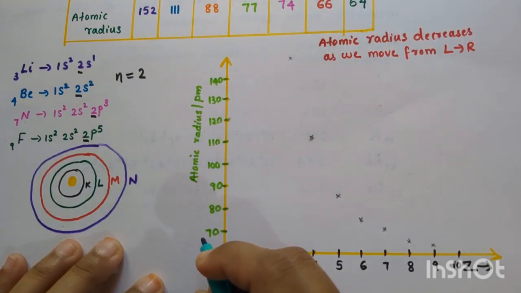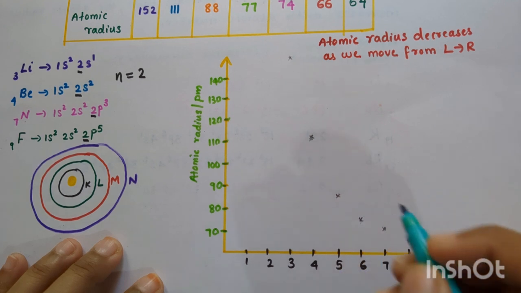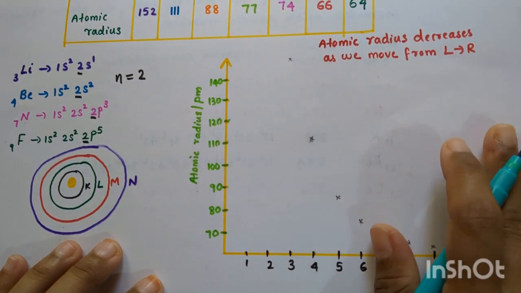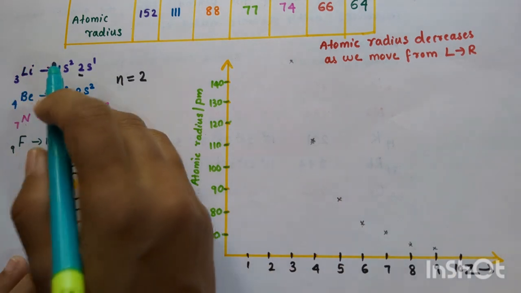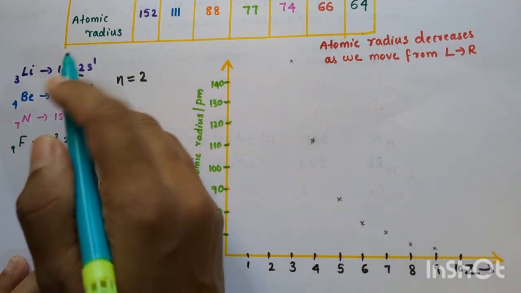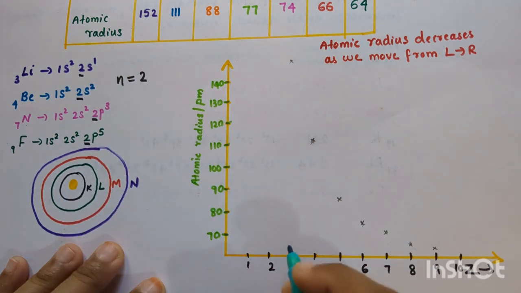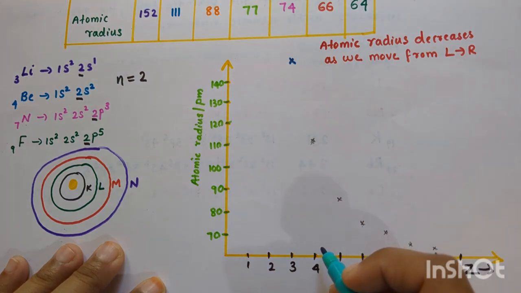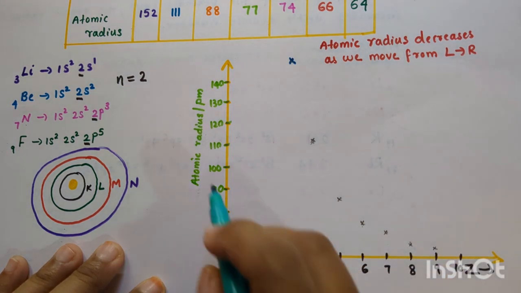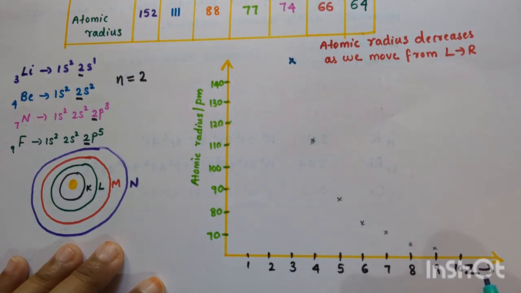Now let us see the variation of atomic radius with atomic number across the second period. So you see, when you consider across the second period, for lithium, atomic number 3, its atomic radius is 152. So somewhere here we get a point. It is actually a plot of atomic radius in picometer versus the atomic number.